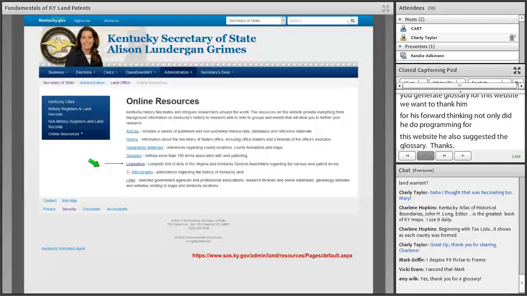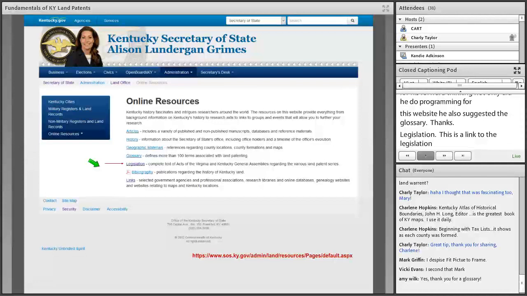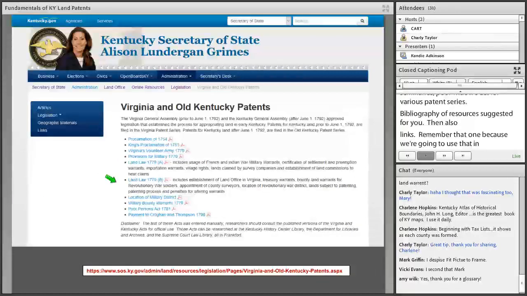Legislation. This is a link to the legislation pertaining to all of the General Assembly Acts regarding seminaries, the Poor Persons Act, the Poor Widows Act, for the various patent series. Bibliography of resources suggested for your library, and also links. Remember that one, because we're going to use that in just a moment. This is a sample page from the legislation, a listing of the acts of the General Assembly available for you to study, our historians, so you can see the actual wording of that proclamation of 1763 to see what the king was doing when he was setting up that proclamation line and so forth.